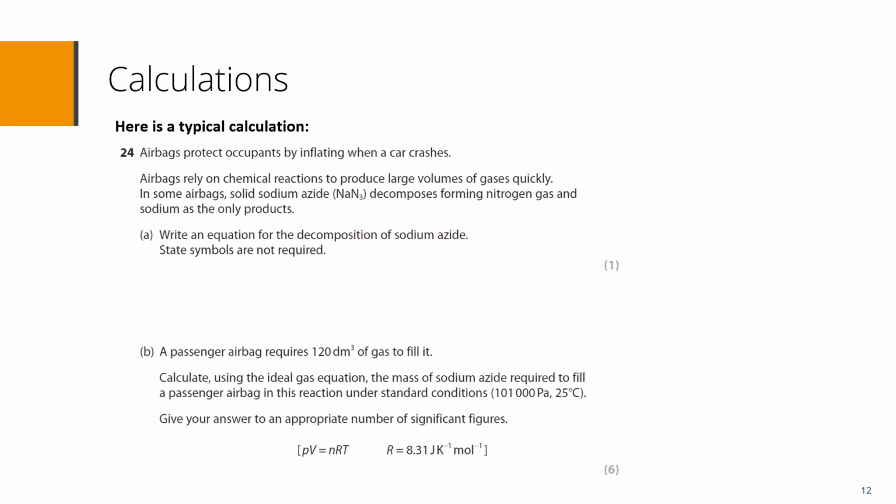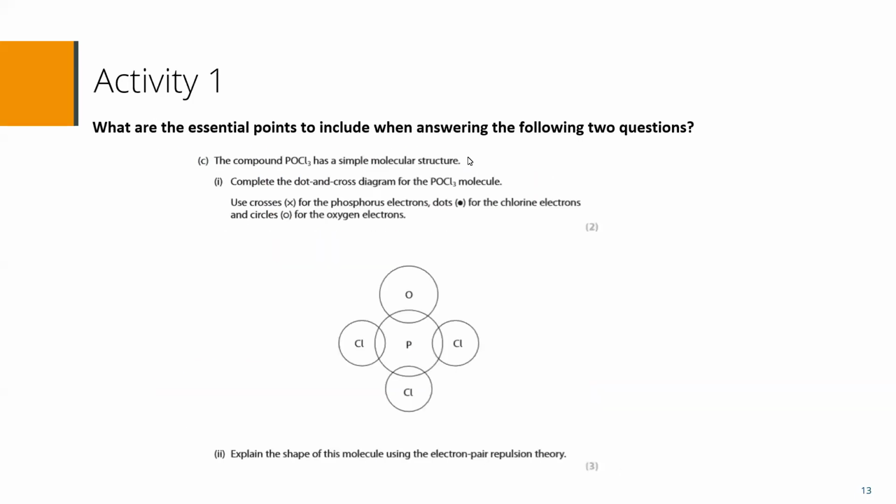It's quite a tricky calculation, that one, and hence the reason why there are 6 marks allocated to it. It makes use of the equation PV equals nRT, in which they have to rearrange to make n the subject of the equation and then substitute in and solve.